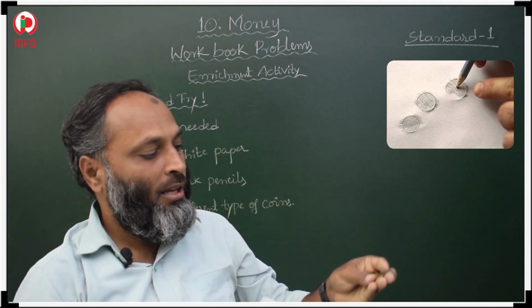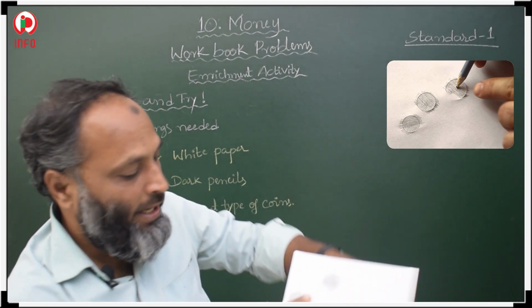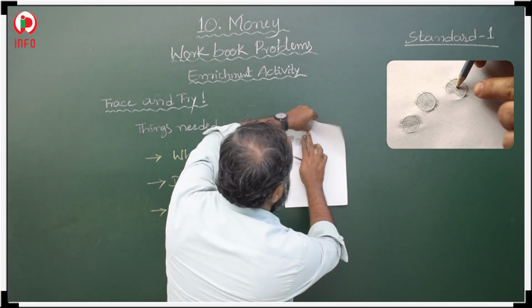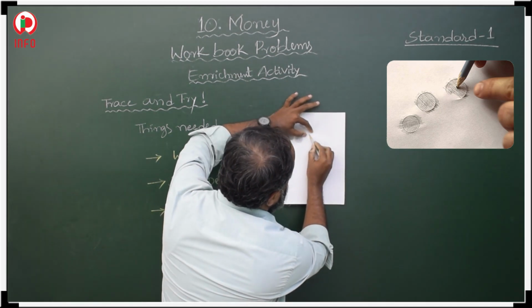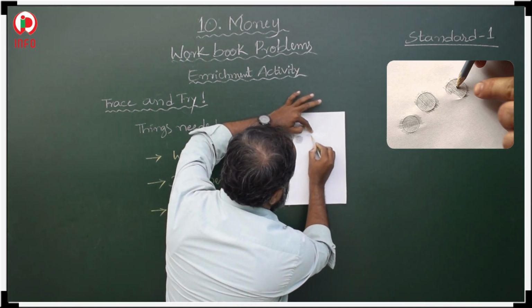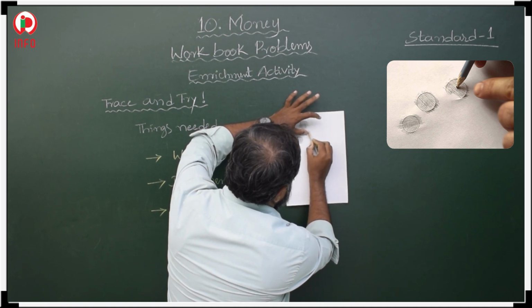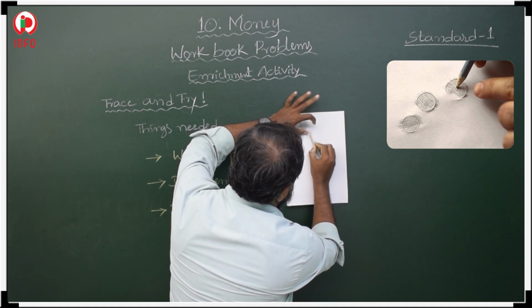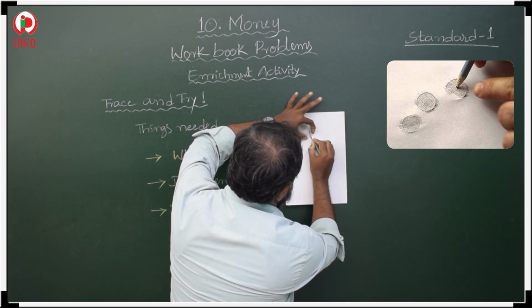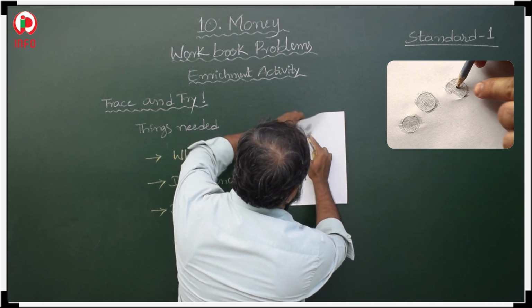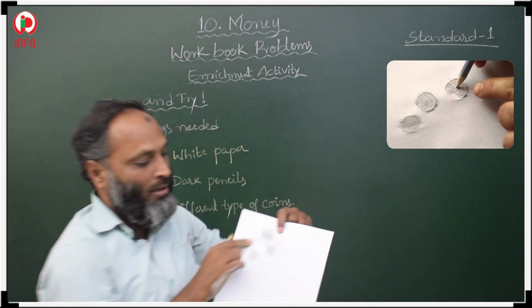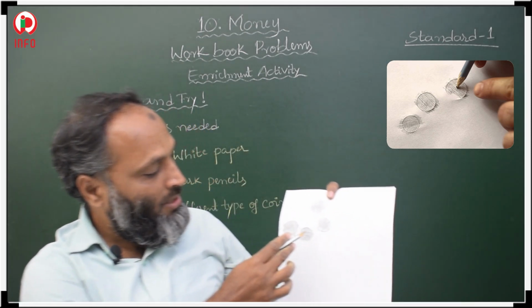After that, again turn your coin, turn your paper and shade with a dark pencil. Okay. And after that see what forms on the paper. Here we get the tails.